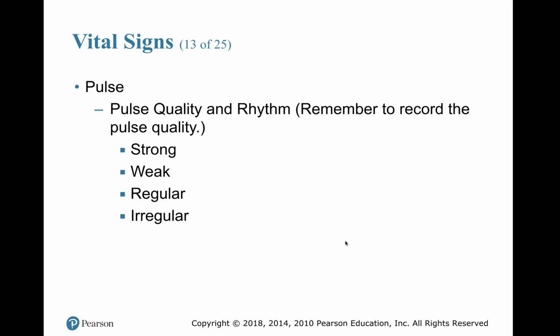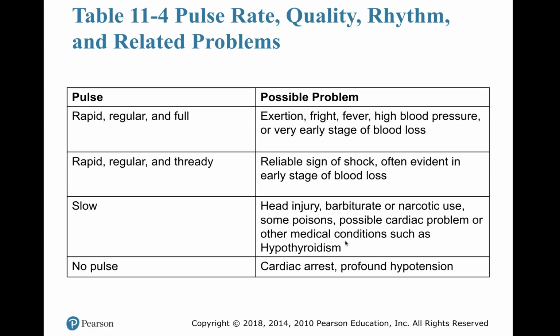Pulse quality and rhythm. Remember to record the pulse quality. Was it a strong pulse? Was it a weak pulse? Was it a regular pulse or irregular? Here on the left, you see the pulse: rapid, regular, and full; rapid, regular, and thready; slow; no pulse. And it gives you the possible problems. So you can look on the right and study this table. It's in your textbook as well, chapter 11. You need to study these and make sure that whatever you feel when you palpate the pulse, you understand what the possible problems can be. You can read your adults. I'm not going to read this for you.